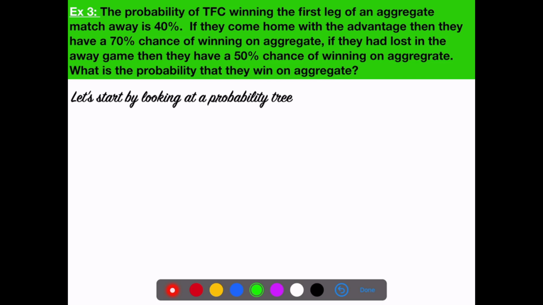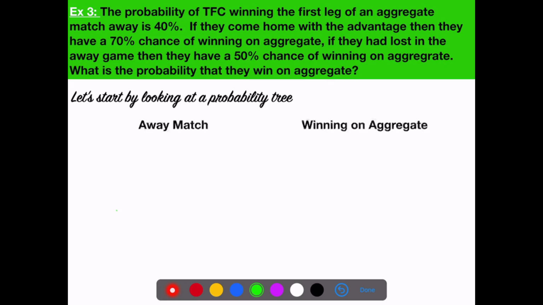So if TFC had won, then they're coming home feeling a little more confident. They can play a little more defensively, so they have a higher chance of winning overall. But if they had lost, then they might need to be a little more aggressive. And so there's more chance of them giving up more goals and then not winning. So the things that need to occur is we first need to look at the away match, and then we need to look at them winning overall. I don't actually need to look at them winning that second game at home. There's no information about that. All I really care about is the total score, them winning on aggregate.